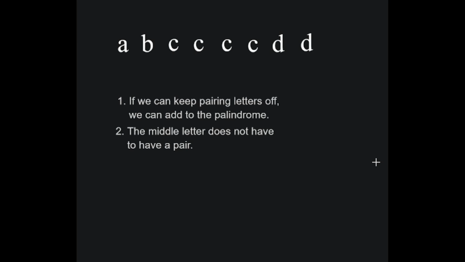We can simply pair them off. Since there are 4 C's, we can pair these two with these two, these two with these two, and these two with these two. When we take one of these and put it at the beginning, we'll put the other one at the end. For the middle letter, we can just pick anybody who's left over.